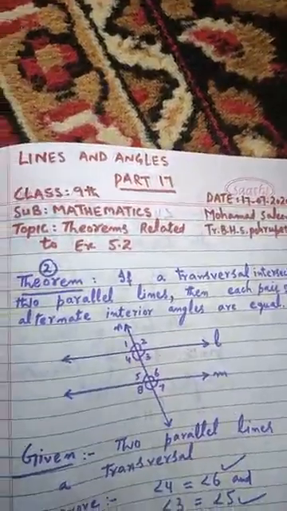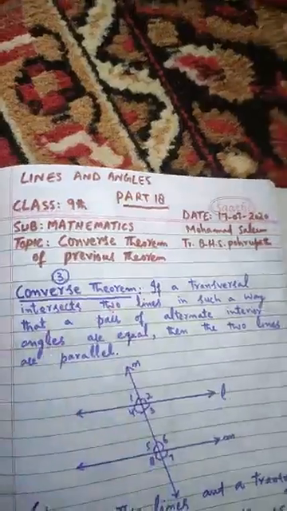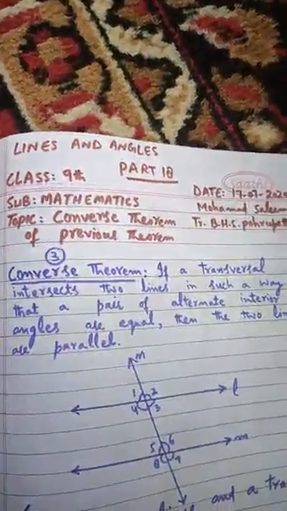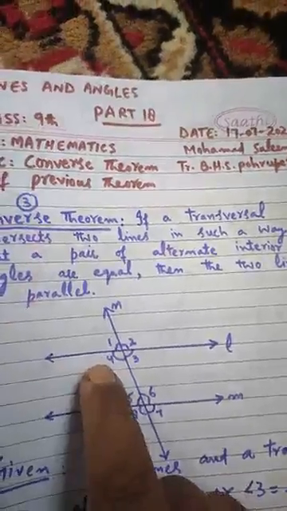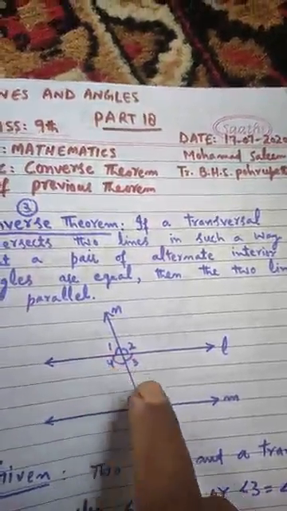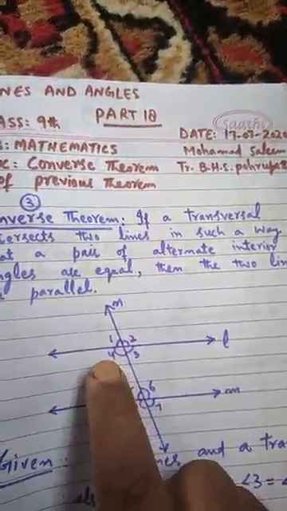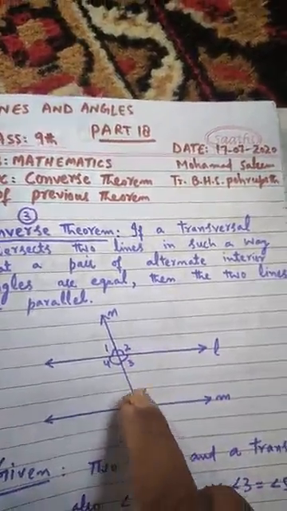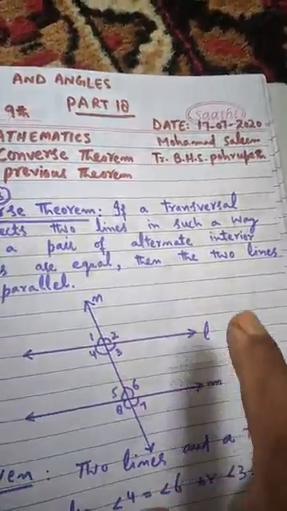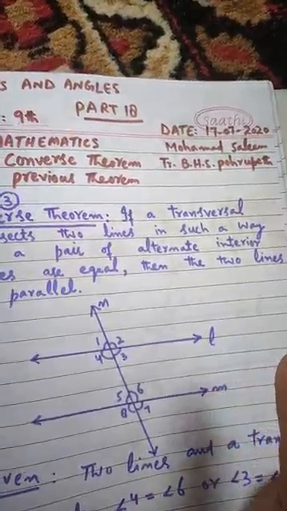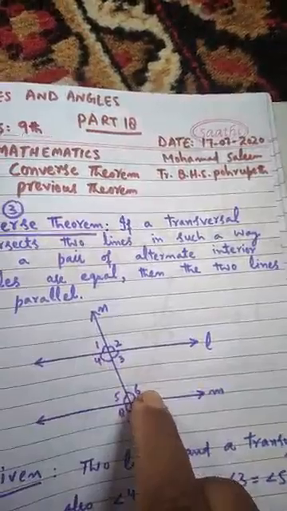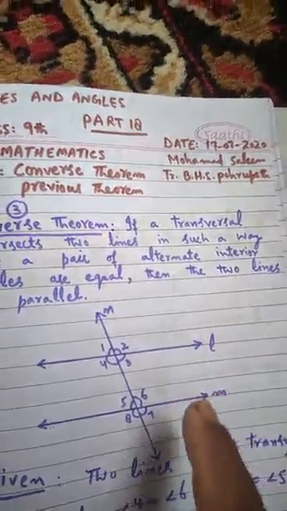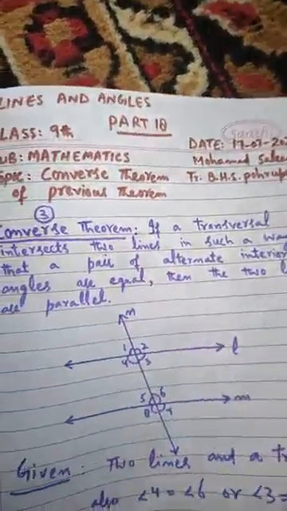Then we also saw its converse. The converse of theorem 2, the reverse theorem: if one pair of alternate interior angles is equal, that means either angle 4 is equal to angle 6 or angle 3 is equal to angle 5, then we had to prove that line L is parallel to line M. Alternate interior angles were given as equal, and we had to prove that the intersected lines are parallel. That was the converse of theorem number 2.